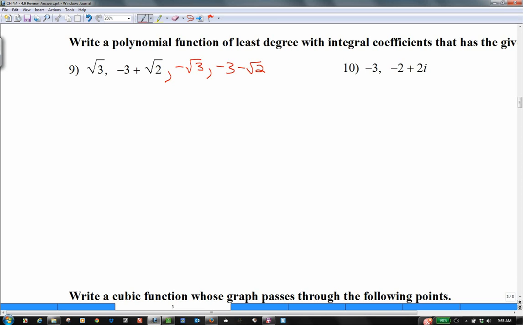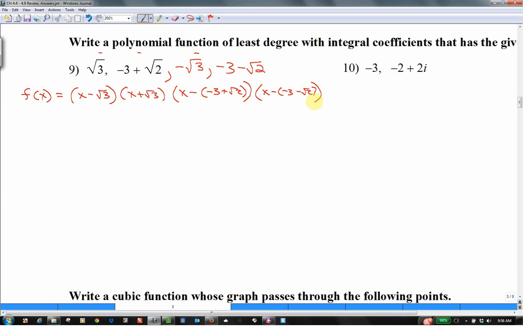So let's go ahead and write this as a function where the zeros are in factored form. So I would have x minus the square root of 3, x plus the square root of 3. So I've taken this root and put it in factored form. Now let's put this 0 in factored form. That would be x minus (-3 plus the square root of 2). And the other 0 in factored form would be x minus (-3 minus the square root of 2).